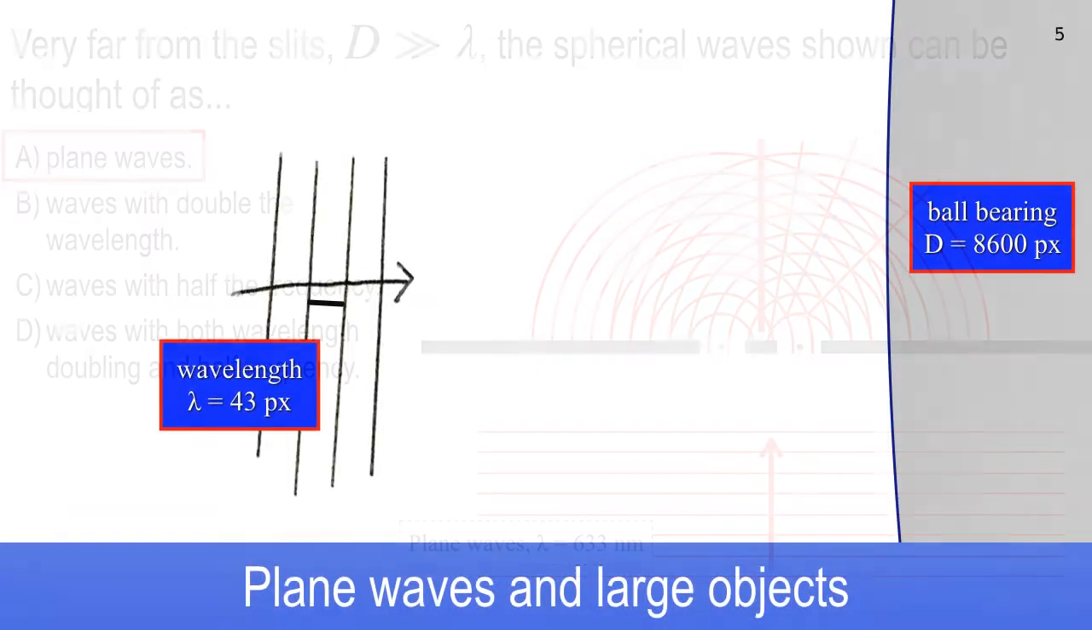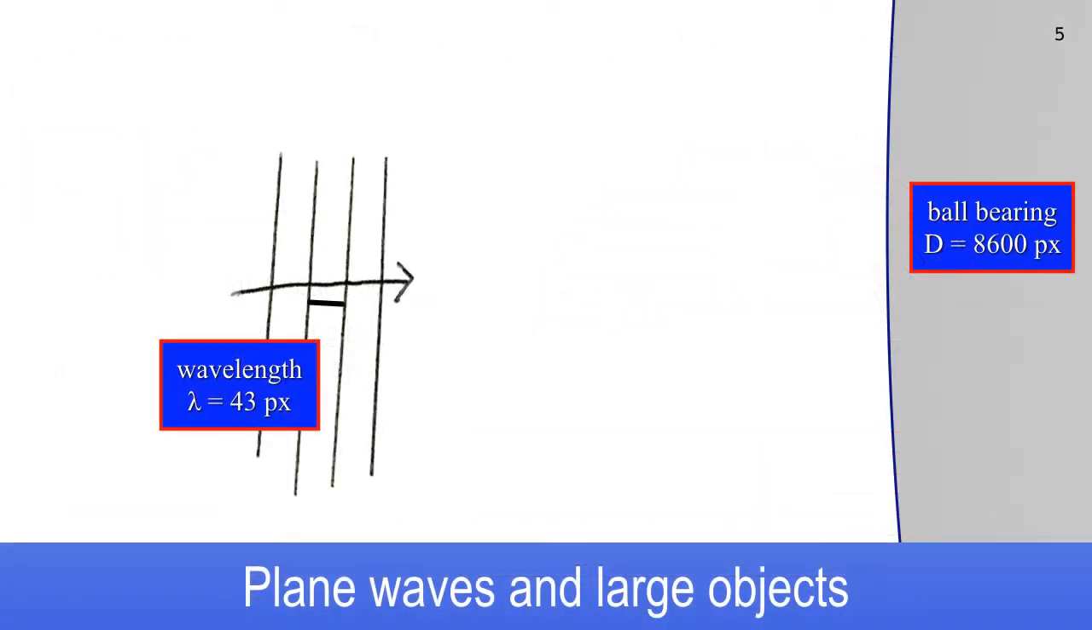Remember this one? We talked about the plane waves coming in, and the relative size of the ball bearing was 8600 pixels, which is only 200 times bigger than the wavelength, and it should have been a lot bigger than that for the calculation that we worked out. So it's important for us to remember the relative size of things: wavelengths of light, and the size of the object or the size of the gap that you're going through, if you're going through a diffraction grating or something. All right, next question.